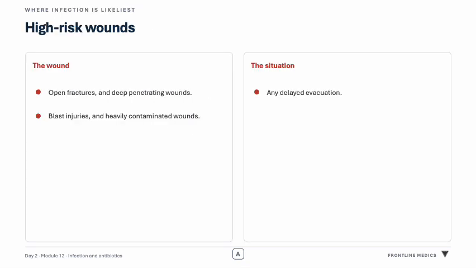Particularly high-risk wounds include open fractures, which we discussed on day 1. Any fracture with break in the skin is considered open. Deep penetrating wounds, blast injuries, heavily contaminated wounds, and any delayed evacuation.